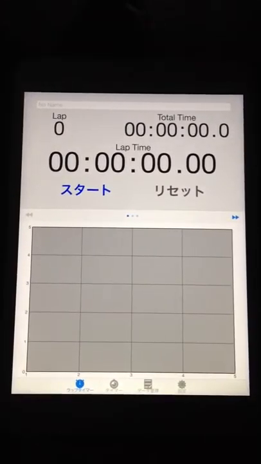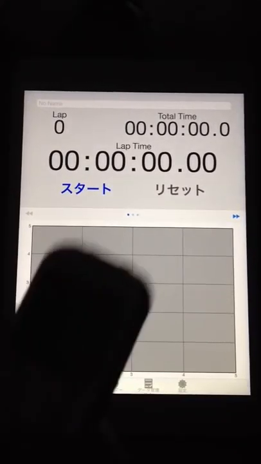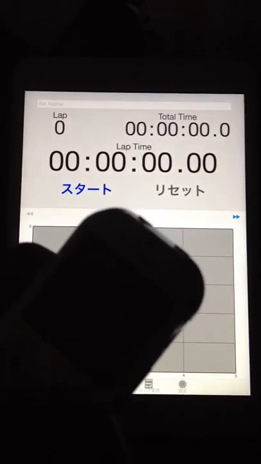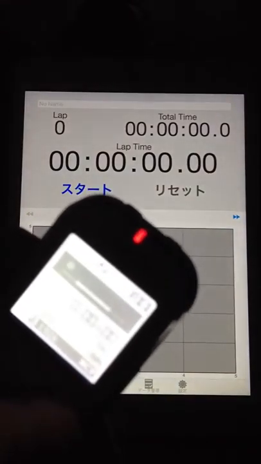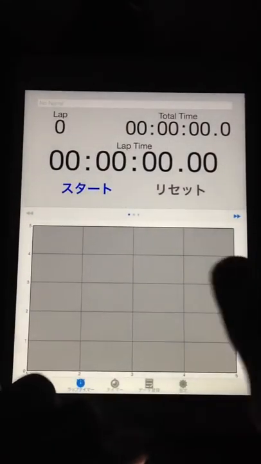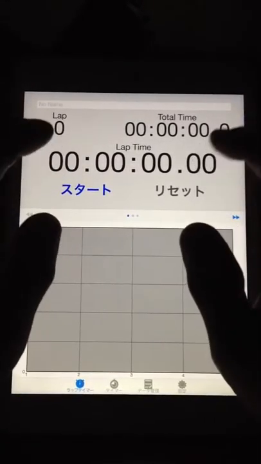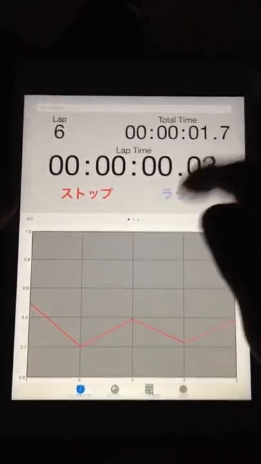Today's morning experiment is on timing progression. Let's start singing and tapping. 1, 2, 3, 4.